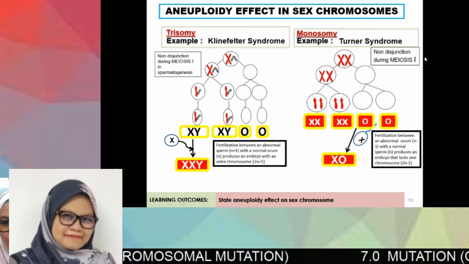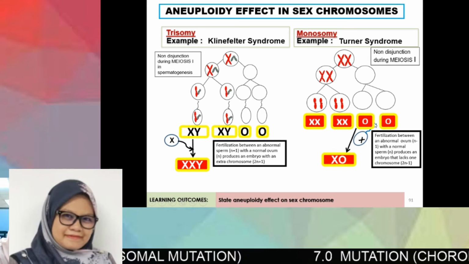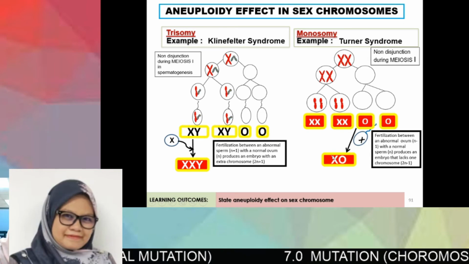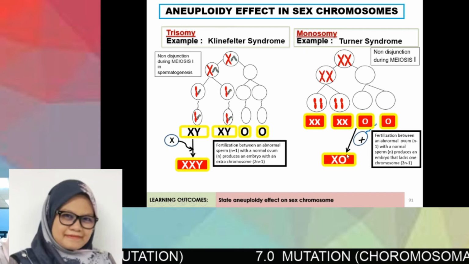Okay, and then apa yang berlaku dekat sini adalah the XX is failed to separate. So apa yang akan jadi, dia akan hasilkan daughter cell yang tidak membawa apa-apa kromosom sex, and then these ovum fertilized with normal sperm. So dia akan hasilkan XO. So the individual will have one sex chromosome, which is chromosome X. So itu namanya adalah Turner syndrome.